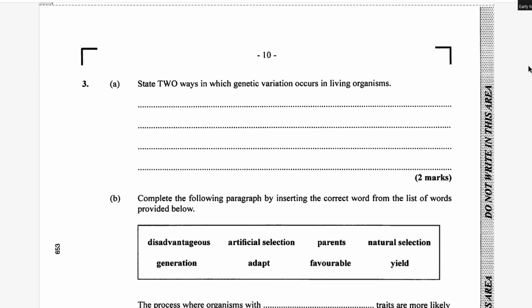Question 3. State 2 ways in which genetic variation occurs in living organisms. The mere fact they mentioned genetic variation means we know that this question is from section C of the syllabus, genetics, variation, hereditary. That is our topic of focus for this question 3. So, 2 ways in which genetic variation happens: we are choosing crossing over and random assortment. If it's variation, we know they are interested in meiosis.